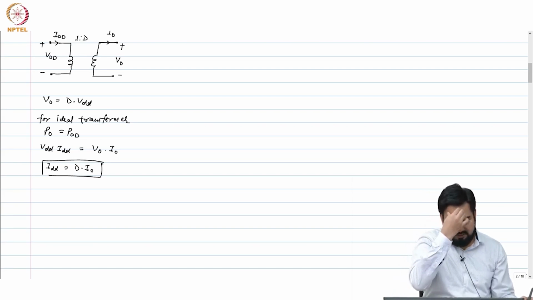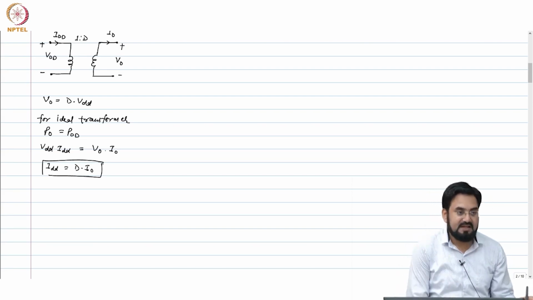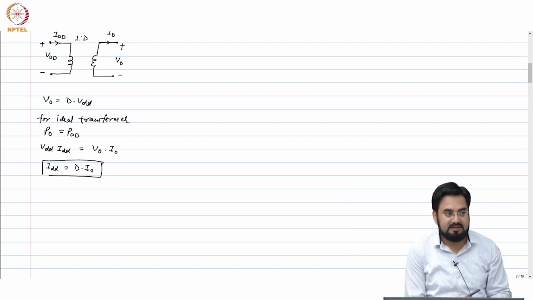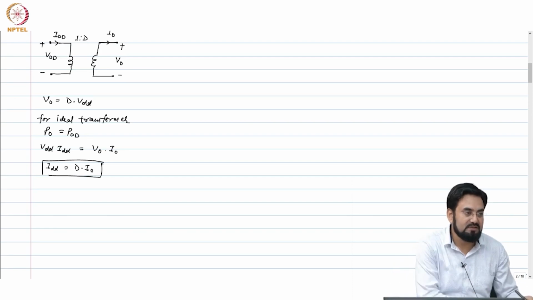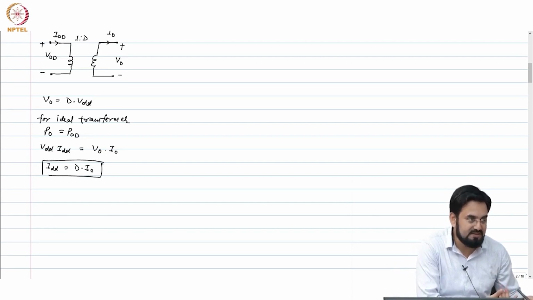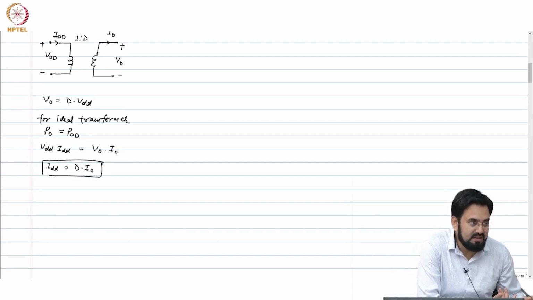Okay. So, your output voltage is multiplied by the duty cycle, but when you look at the current, the input current is multiplied by the load current, which is your output. D is mostly less than 1, so the input current will always be less than the load current, and that is how you get very high efficiency.